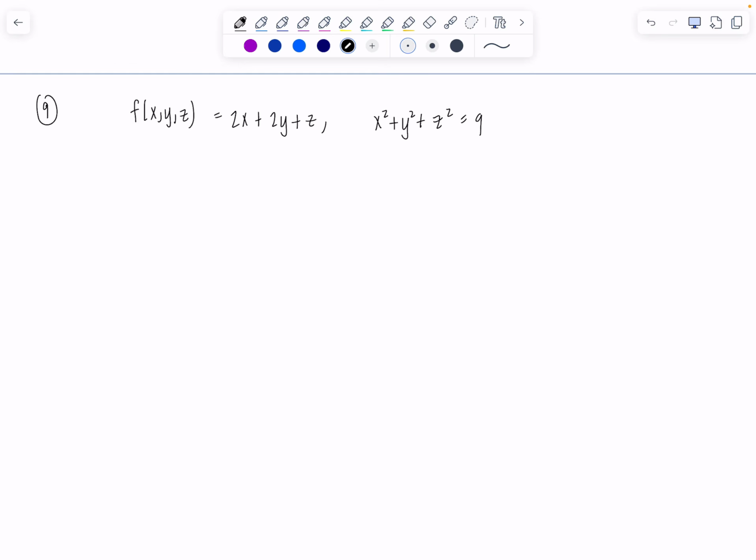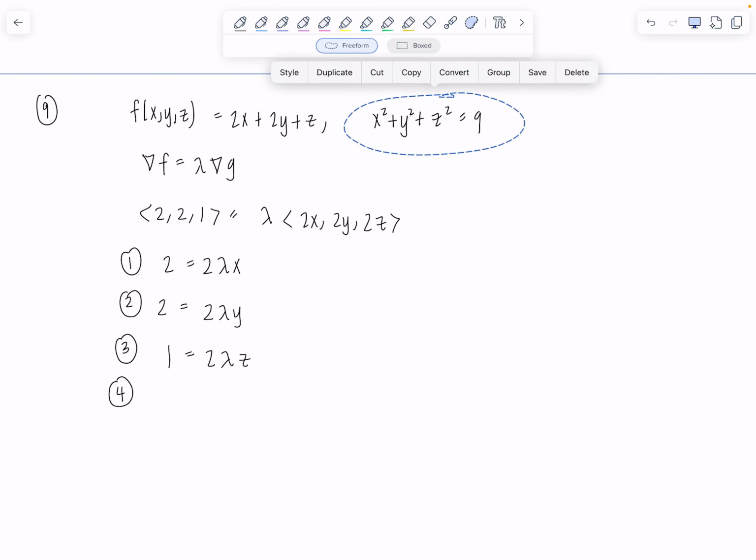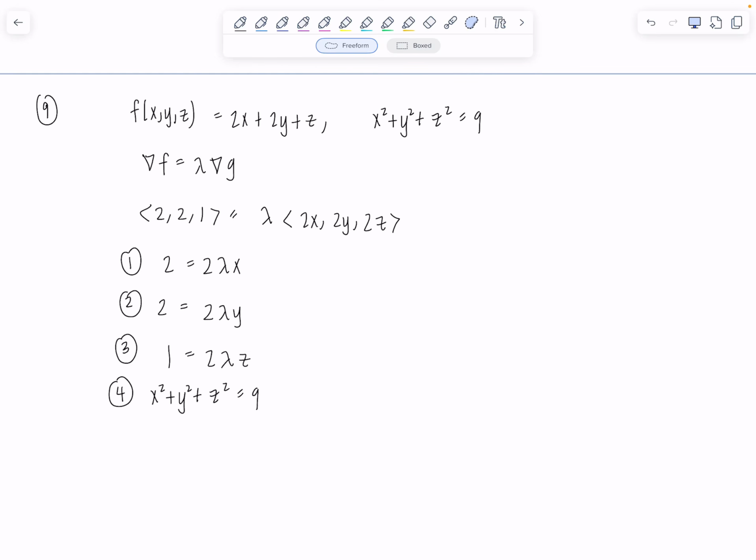Sorry. Okay, so gradient of f equals lambda gradient of g. So you should have 2, 2, 1 equals lambda times... Beautiful. Okay, so we have 4 unknowns. We better have 4 equations. 2 equals 2 lambda x. 2 equals 2 lambda y. 1 equals 2 lambda z. And then the 4th equation is our constraint equation.